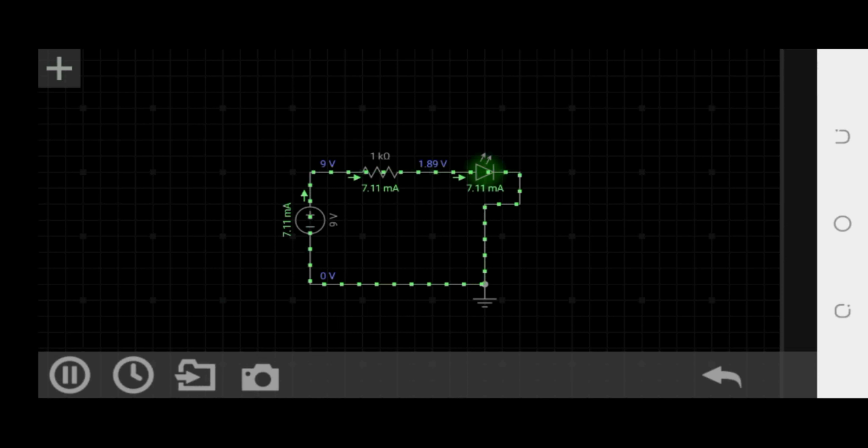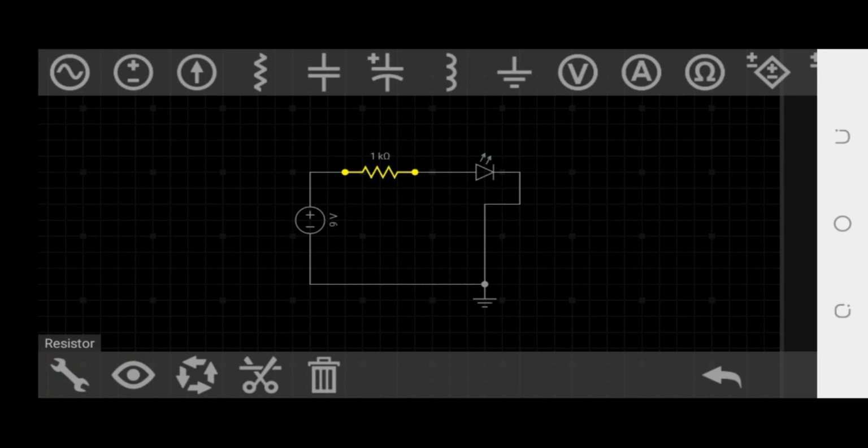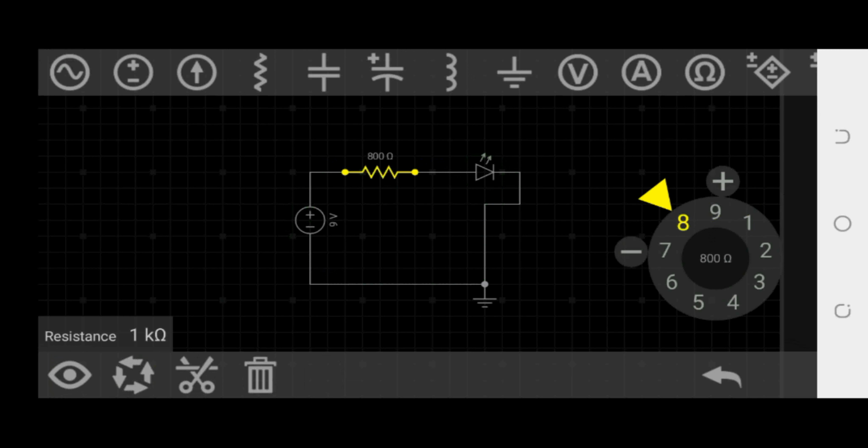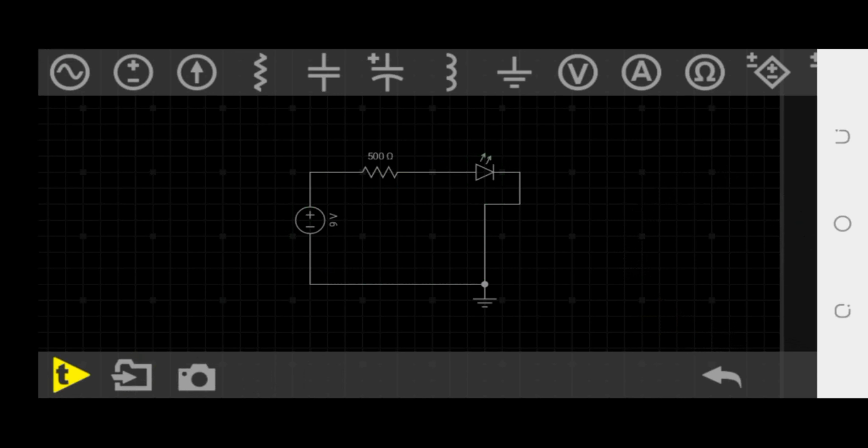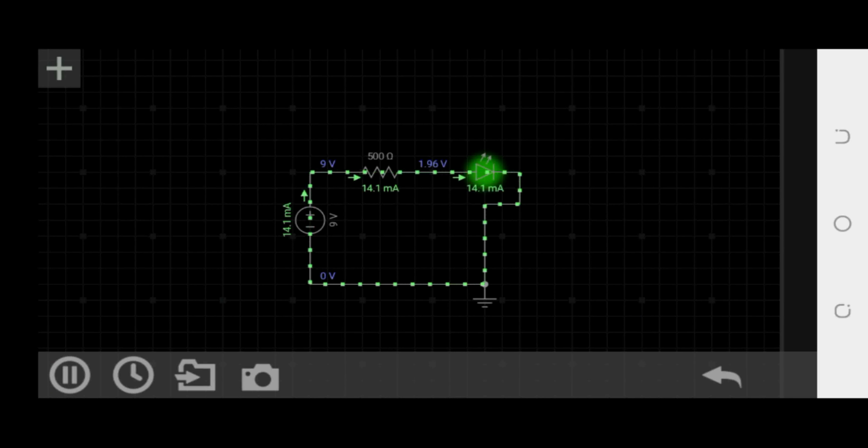Now you can see the LED is running smoothly, but the LED is not too bright. So I can increase the brightness by reducing the value of the resistor. Let's say I'm dropping it to 500 ohms from 1 kilo ohm. By simulating now, you can see that our LED shines brighter. If I want it to shine even brighter, then I would have to drop the value of the resistor, but I wouldn't go so low that the LED ruptures. So these are two key applications of the resistor.